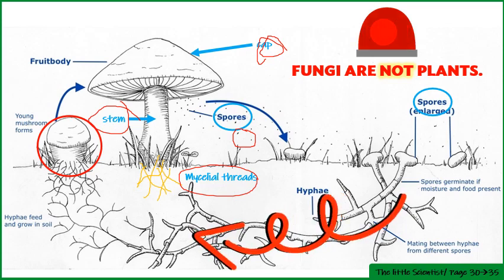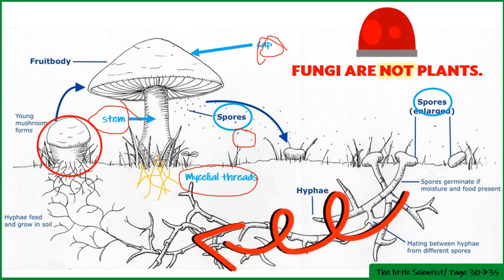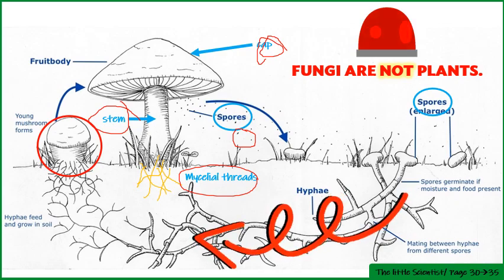Mosses and ferns reproduce by making spores, but mosses and ferns are plants. Fungi use spores to reproduce, but they are not plants. They don't belong to the plant kingdom. Fungi are fungi. They are a special group of living organisms.